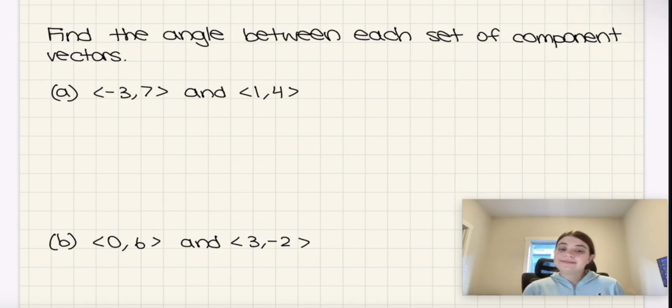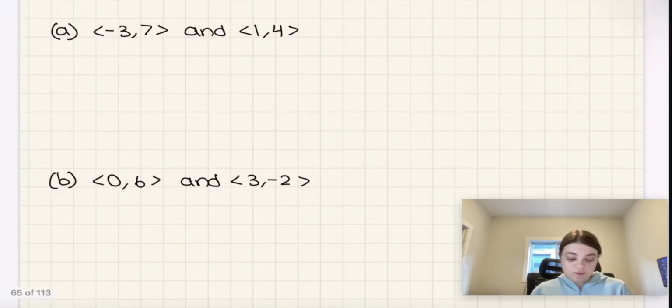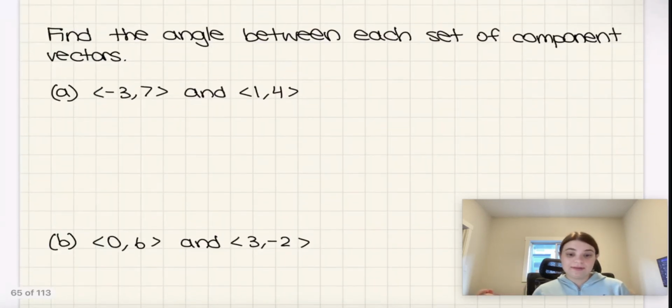Welcome back, everyone. Today we're going to find the angle between each set of component vectors. So we have three different examples we'll be going through today, and they're all pretty much the same in terms of how we can figure it out.